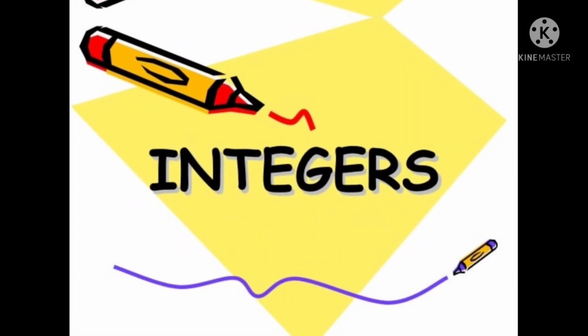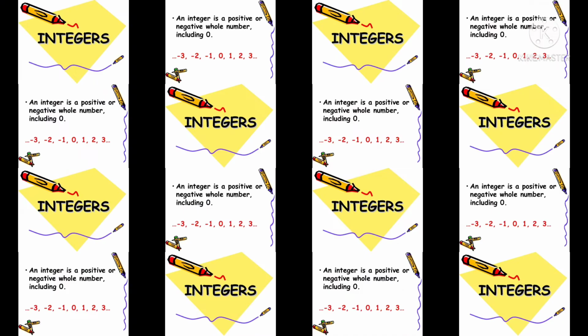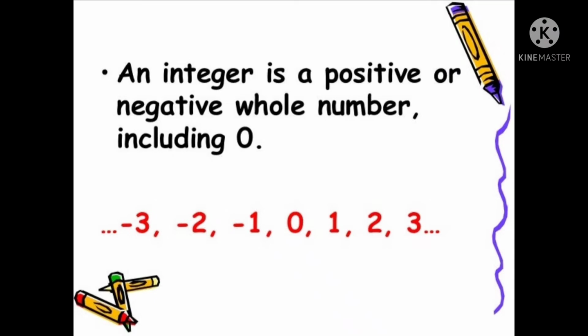Hi kids! Let us learn integers. An integer is a positive or negative whole number including 0.